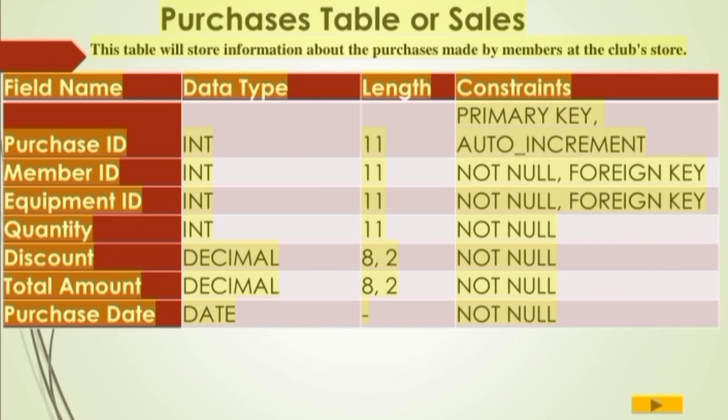Purchases or Sales table. Field name, data type, length, constraints. Purchase ID, int 11, primary key, auto_increment. Member ID, int 11, not null, foreign key. Equipment ID, int 11, not null, foreign key. Quantity, int 11, not null. Discount, decimal 8,2, not null. Total amount, decimal 8,2, not null. Purchase date, date, not null. This table will store information about the purchases made by members at the club store.